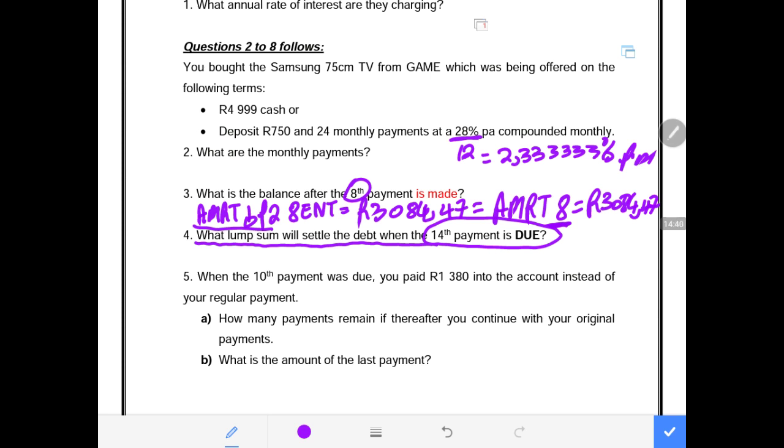Remember, we have not yet cleared the memory of the calculator, meaning our calculator still knows that the monthly payment is 233.22 and still knows that we are making 24 payments at the interest rate of 28% compounded monthly. Our calculator is still keeping that memory. That is why I don't talk about clearing your calculator, and still don't clear your calculator.